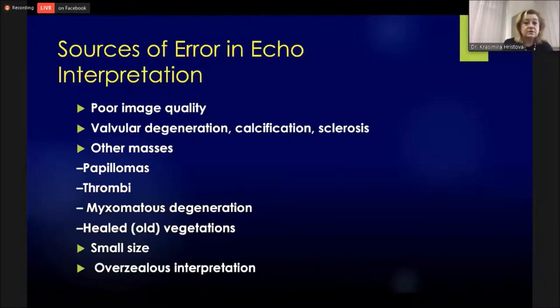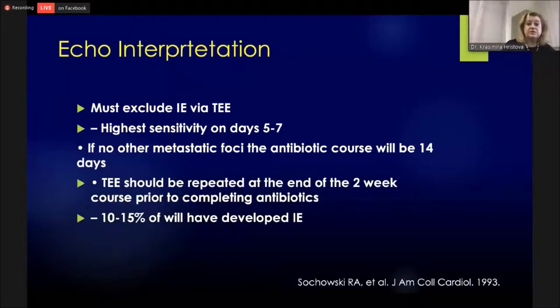Sources of error in echo interpretation: mainly when we don't have a good window for good quality imaging. Valvular degeneration, which could show calcification, sclerosis like vegetation, and other masses like papilloma, thrombus, myxomatous degeneration of the valve, healed old vegetation, small sites of vegetation, and overzealous interpretation of the echo.